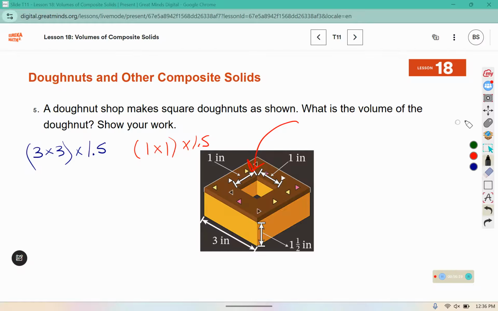But for these, since it's removed, we need to subtract. This blue section here, or the outer section, is 3 times 3, which is 9, times 1.5, which is a volume of 13.5. The red section is 1 times 1, which is 1, times 1.5, which is 1.5. Then we will subtract them to find the final volume. 13.5 minus 1.5 is 12 inches cubed.